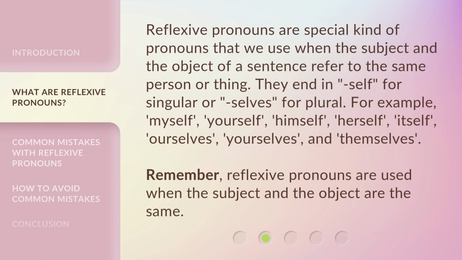Reflexive pronouns are a special kind of pronouns that we use when the subject and the object of a sentence refer to the same person or thing. They end in -self for singular or -selves for plural. For example, myself, yourself, himself, herself, itself, ourselves, yourselves, and themselves. Remember, reflexive pronouns are used when the subject and the object are the same.